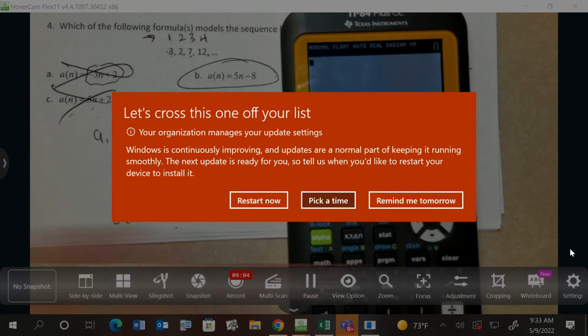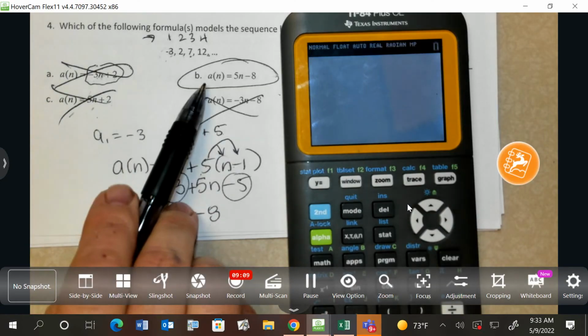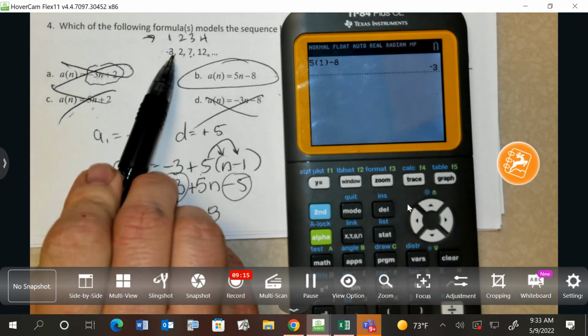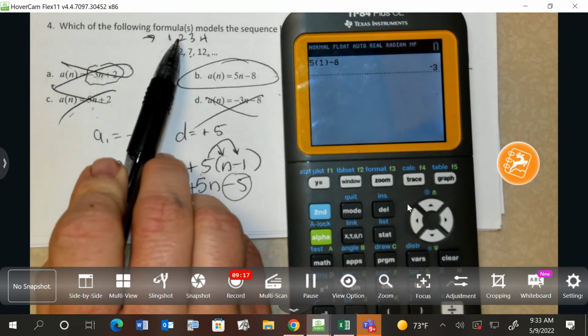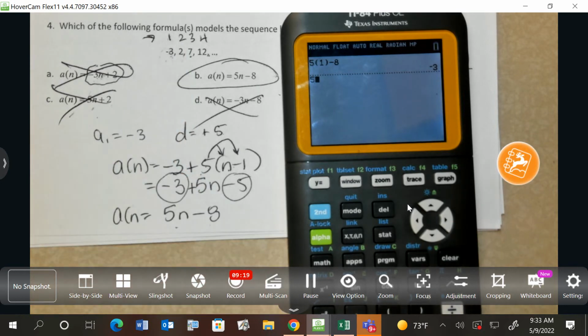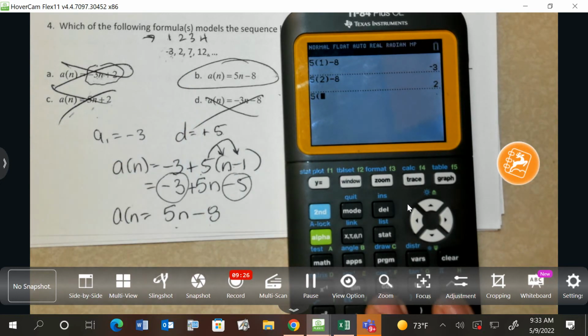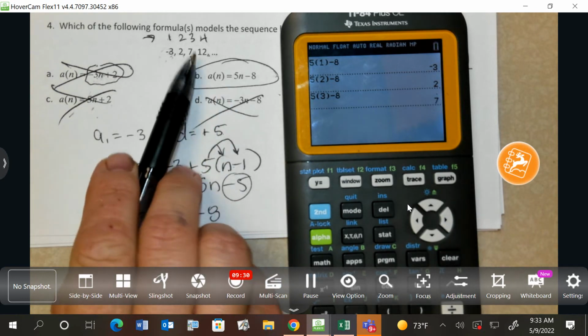Now let's try doing option B. So I have 5. Let's hug the 1 and subtract 8. Oh, I got -3. Let's try it one more time. Let's plug in the second number and see if I get 2. 5, hug 2, subtract 8. Oh, I get 2. 5, hug 3, subtract 8. Oh, I get 7. Does everybody understand?